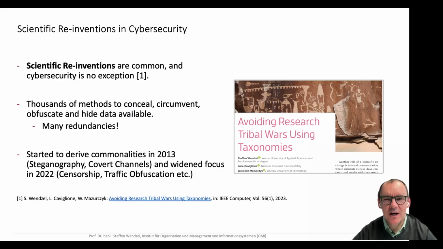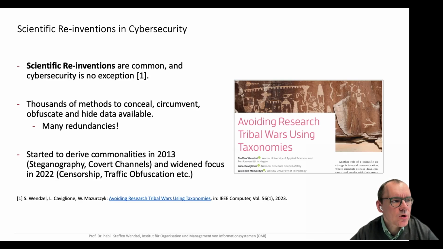Scientific reinventions is a term to describe ideas that appear multiple times in research. That means someone has an idea, it's published, and maybe neglected or just recognized in one domain, but not in another, and then it's reinvented by someone else who just doesn't know the other domain. And that's called a scientific reinvention, and cybersecurity is no exception to this problem. More on reinventions in cybersecurity and in computer science in general can be found in our paper Avoiding Research Tribal Wars Using Taxonomies on the right side of the screen.